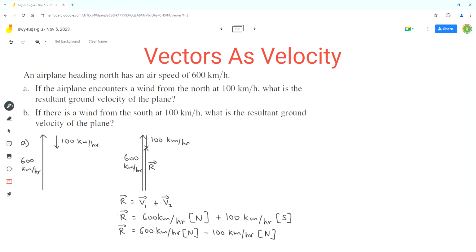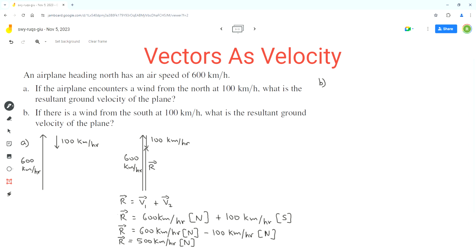And now we can combine the two vectors. So we get, and the direction is north. So this is the resultant ground velocity of the plane. So this should be the final answer for part A. Now we can analyze part B.